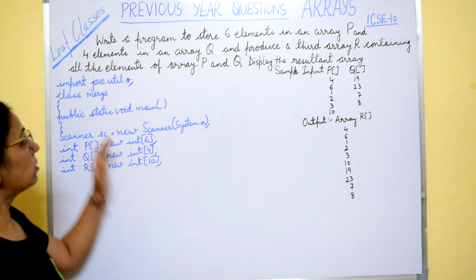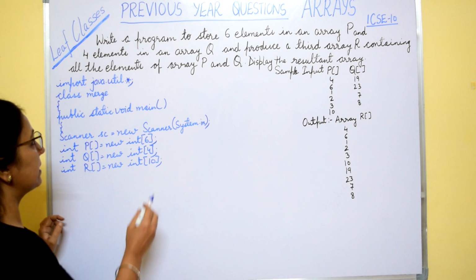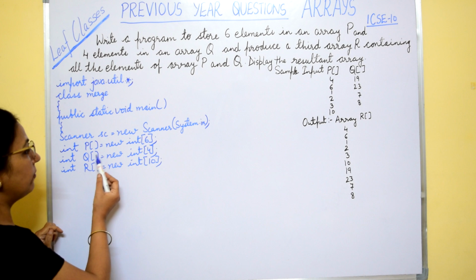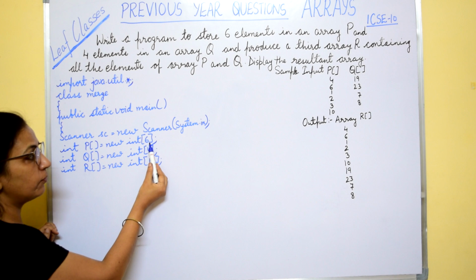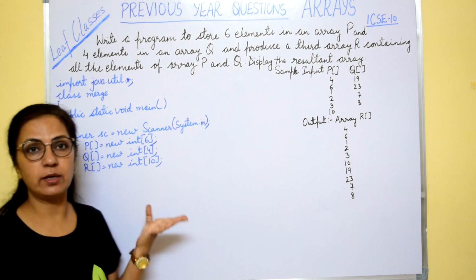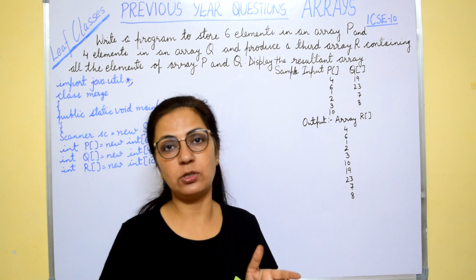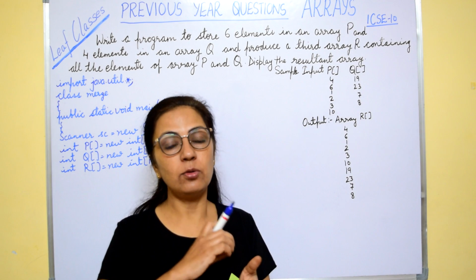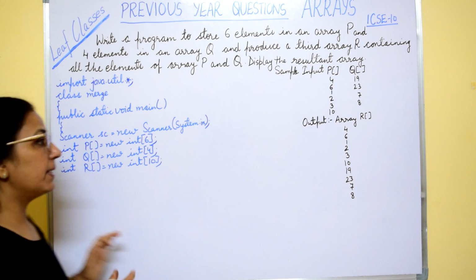Since we have to input, I have used the java.util package so that we can use the functions of the Scanner class. Then I have created the Scanner object. Then we have declared 3 arrays, array P, array Q, array R of size 6, 4 and 10 respectively. The size is mentioned in the question. Now how do we have to proceed? First we will take one loop to input the array elements of P, then one loop for Q, and then using these 2 arrays we will be storing the array elements in R.